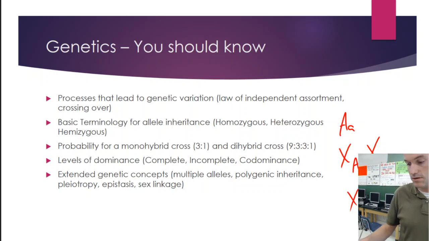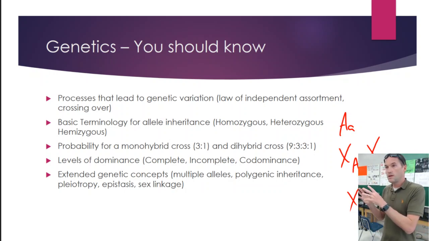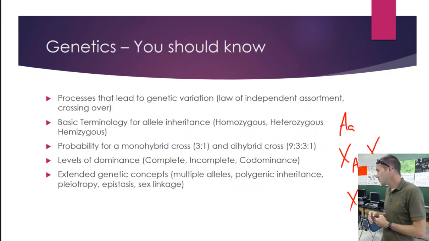Yeah. What is the ratio? Like, what is each of the numbers? So in a monohybrid cross, 3 means that there are 3 of the offspring that have a dominant phenotype, or 75% of the offspring would have the dominant phenotype, and 25% of the offspring would have the recessive phenotype, right?